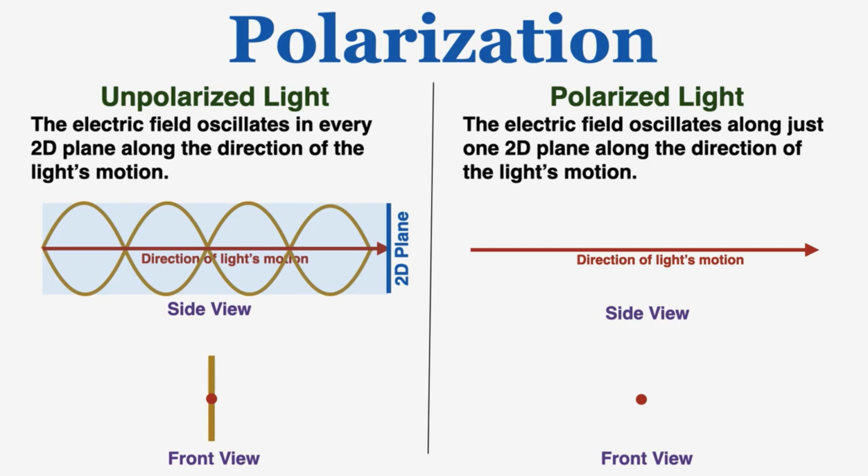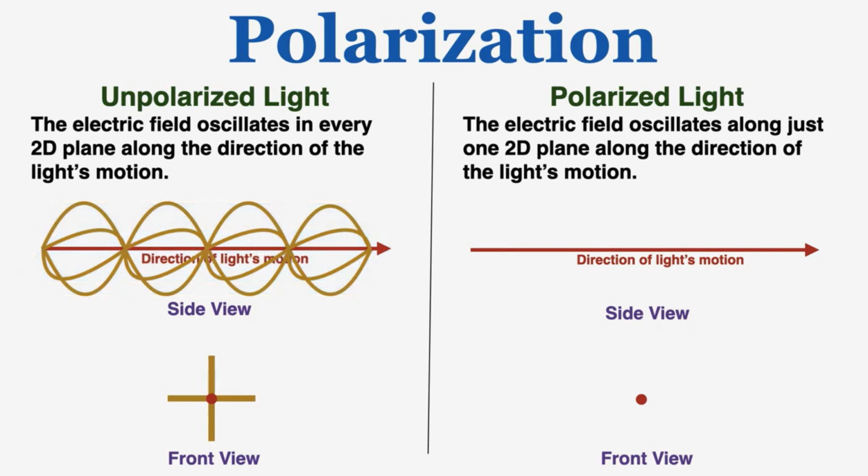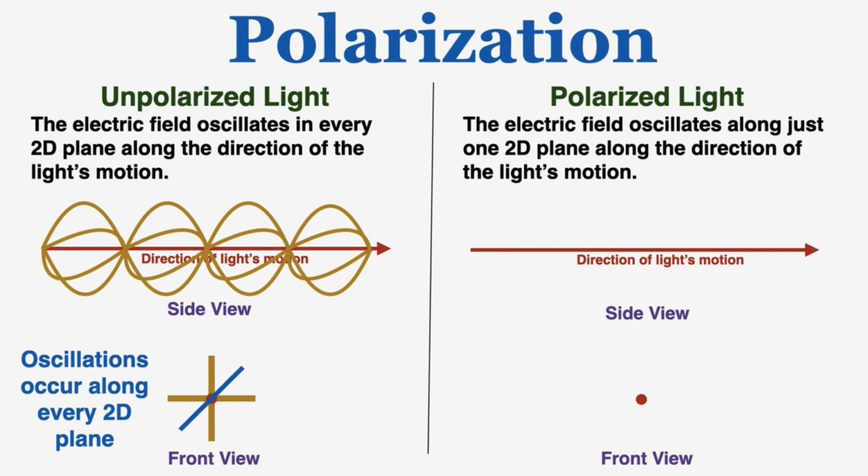That was a vertical plane, and if I make a horizontal plane, I also know that the electric field is oscillating along that plane because it oscillates along every possible two-dimensional plane along the line of the light's motion. If you look at the bottom, I have a view of the light from the front. So you can see right now I have the electric field oscillating up and down and left and right. But in unpolarized light, that oscillation actually happens along every possible two-dimensional plane. So any line that I choose would have an oscillation on it. So that's the definition of unpolarized light.